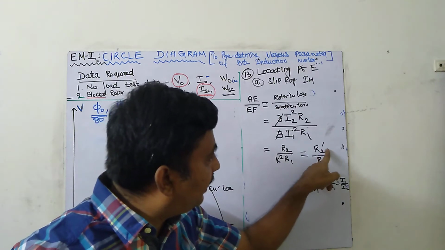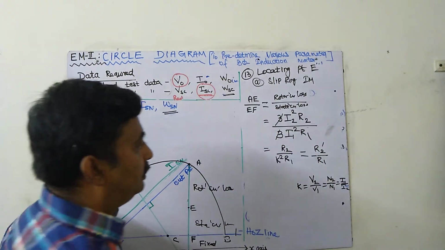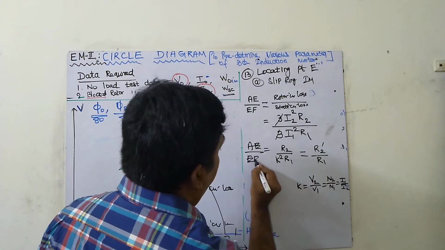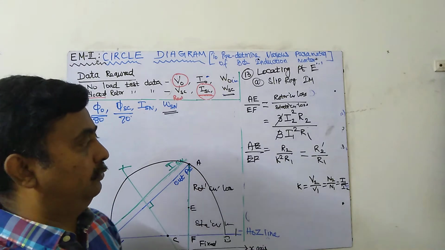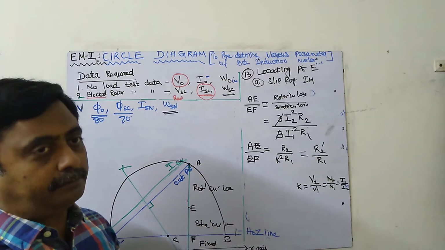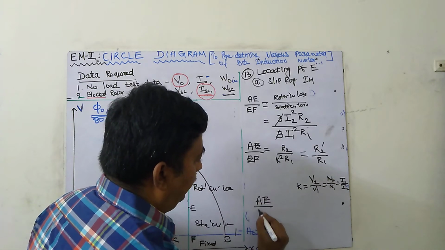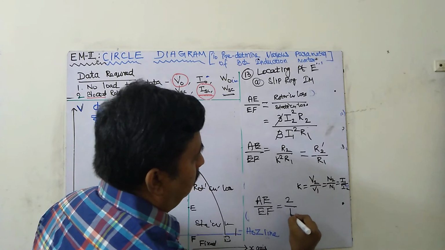Because in a slip ring induction motor we can calculate the value of R2, mainly we can use this formula: AE by EF equals R2 divided by K square into R1. All the values are known. Suppose we are getting AE by EF, this is a ratio, equal to 2 by 1.